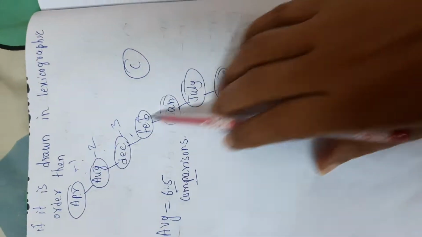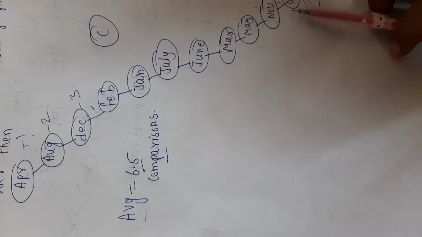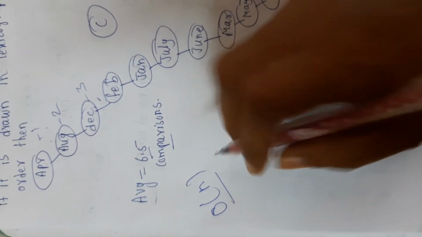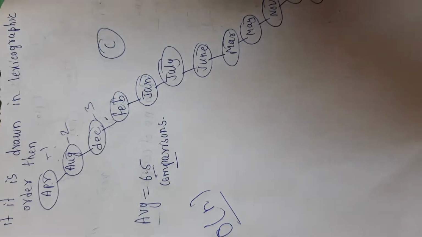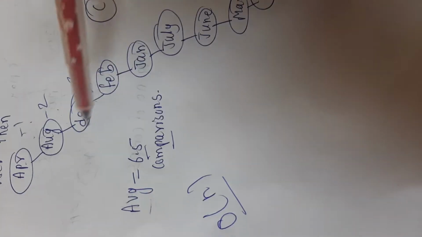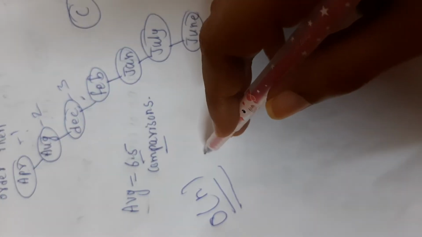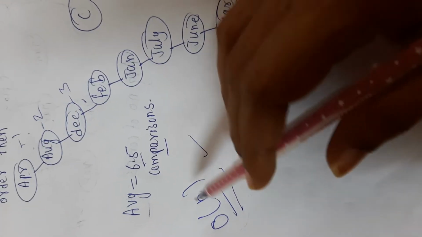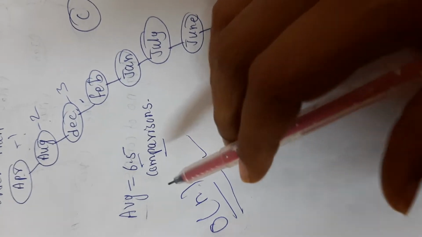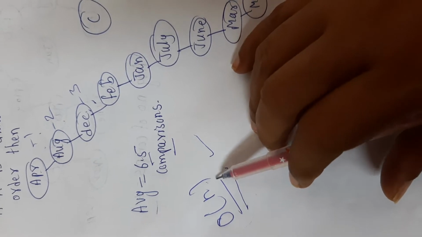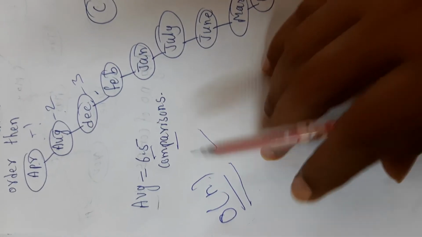So in the binary search tree, if you are arranging in lexicographic order, you are getting big O of n complexity. That is, you have 12 elements and you are doing 12 comparisons. So the complexity is big O of n. So in the binary search tree, if you want to search an element, it is taking big O of n complexity. To reduce the search time, we are going with the AVL tree. So that is the necessity of the AVL tree.